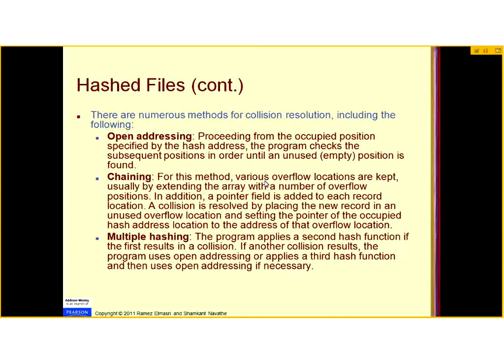Then the second method is chaining. For this method, various overflow locations are kept, usually by extending the array with a number of overflow positions. So you can keep overflow positions as well. A pointer field is added to each record location. A collision is resolved by placing the new record in an unused overflow location and setting the pointer of the occupied hash address location to the address of the overflow location.